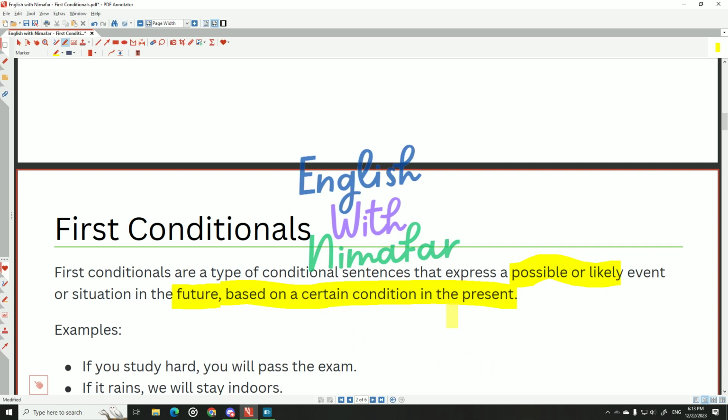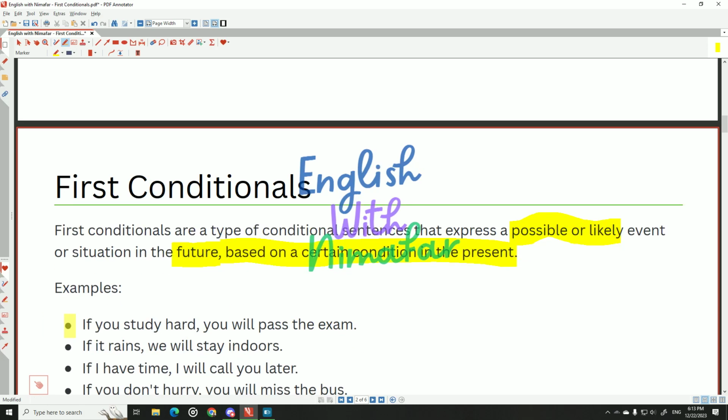I already highlighted. For example, you say here, if you study hard, you will pass the exam. So we have a condition. If you study hard, this is our condition. If you study hard, one of our friends said reward, yes, as a reward, as a result, in English we say, you will pass the exam.